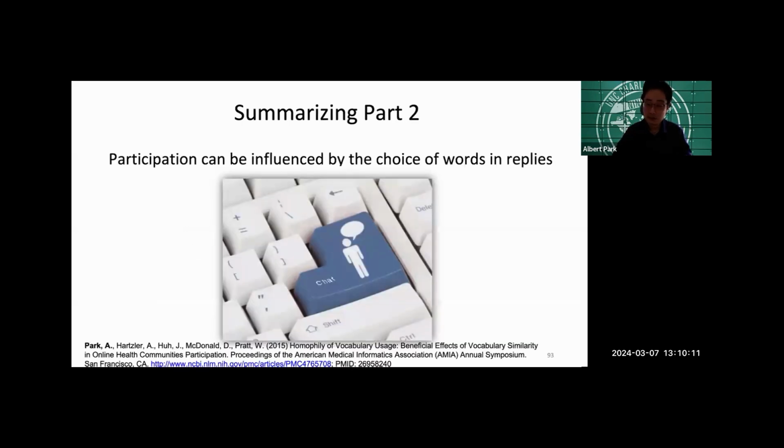In this part, we looked at how receiving replies that use more similar vocabulary impacted members' participation in five different online health communities. The findings suggest that participation could be influenced by the choice of words in the first replies they receive. We also believe that this method could be used to locate posts with inadequate replies to better serve members.